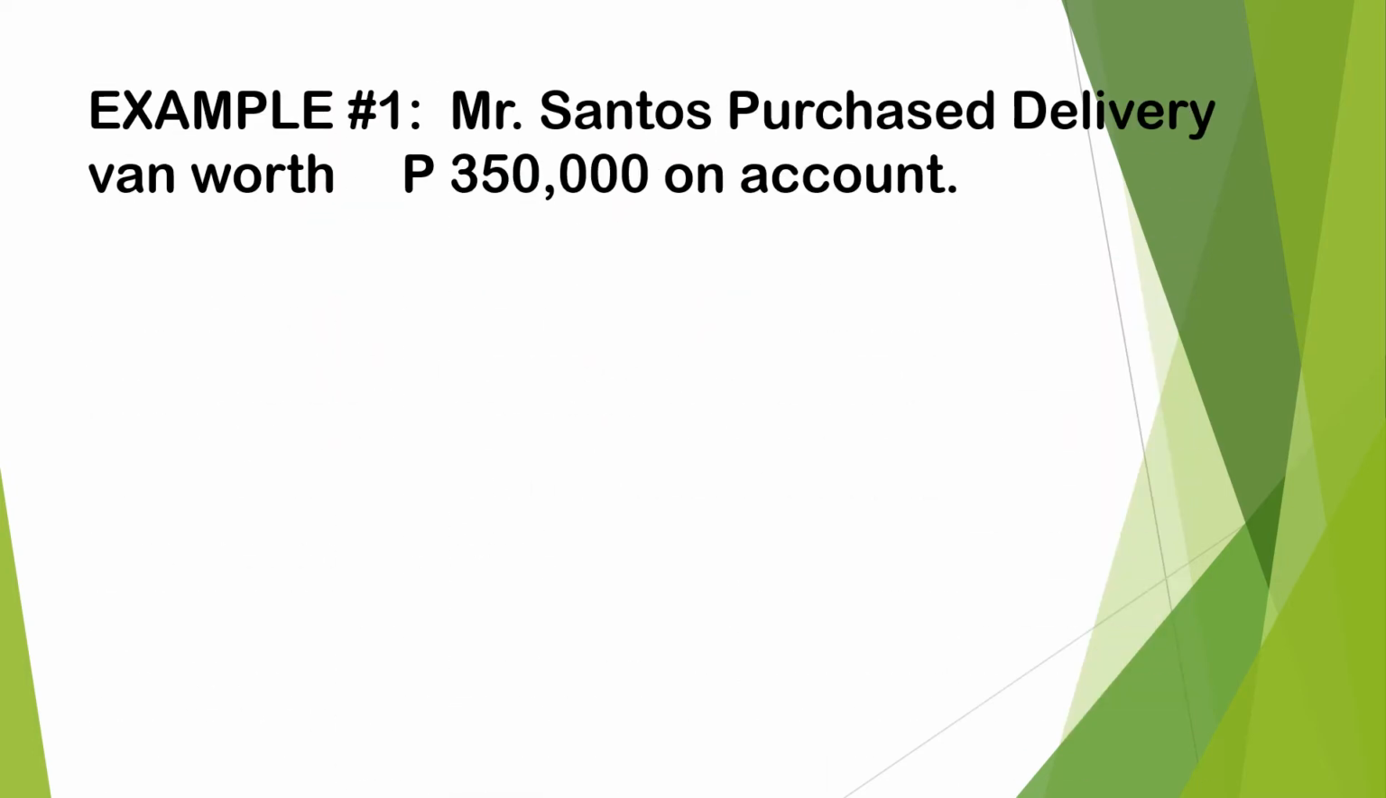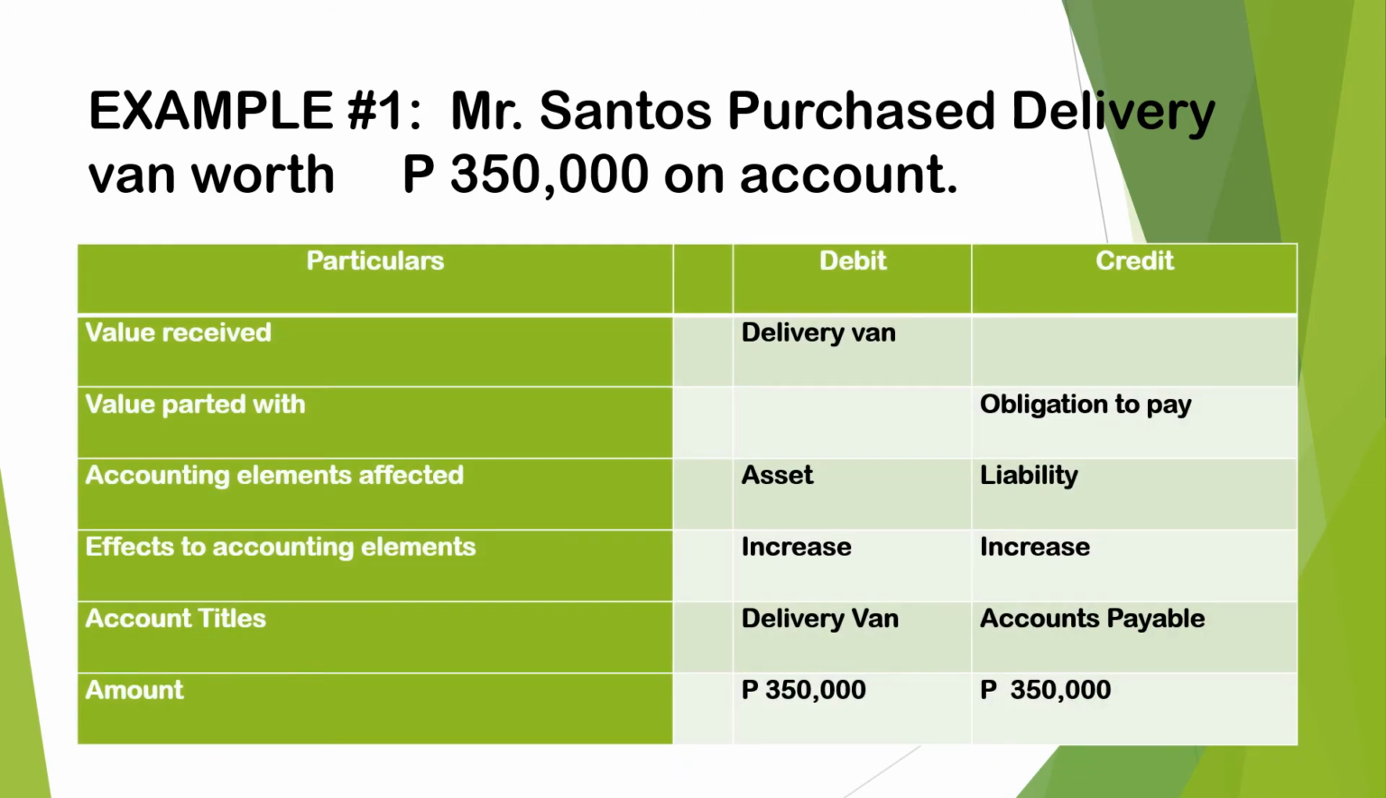Okay, this time let us have an example. Mr. Santos purchased delivery van worth 350,000 on account. So, ano-ano po ang magiging entries natin? So, sa particulars natin, we have value received, value parted with, accounting elements affected, effects of accounting elements, account titles, and the amount. Using the analysis of the given business transaction, ano yung i-debit natin? The value received was the delivery van. So, value parted with natin, yung obligation to pay natin or yung sinasabi nating accounts payable natin.